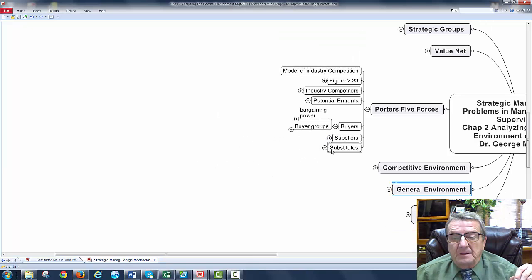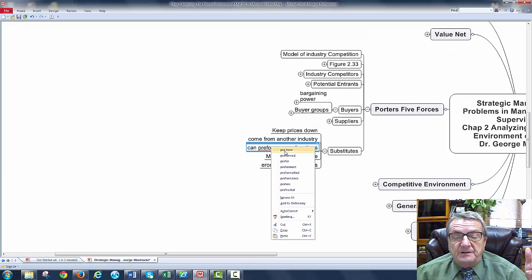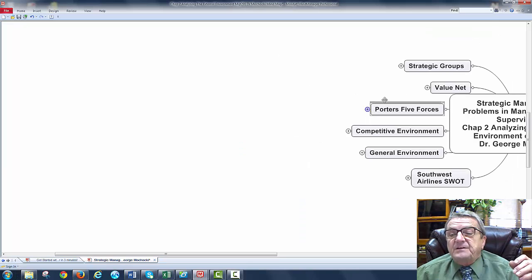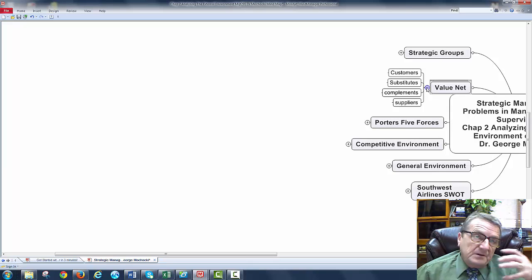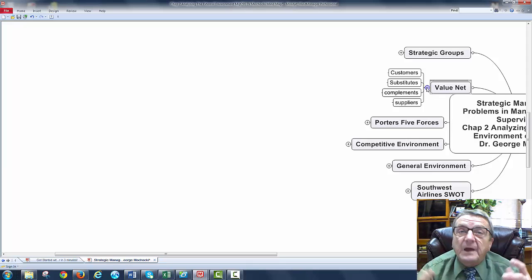Okay. And then substitute goods keep the prices down. They come from other industries and basically perform the same functions at more attractive prices. So that takes care of Porter's. And net value: if I look at net value, it's looking at customers, substitutes, complements, suppliers. Customers or consumers look at all of this as part of the total package, the value package, when they buy your product.